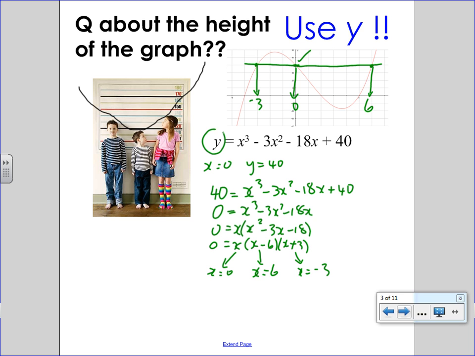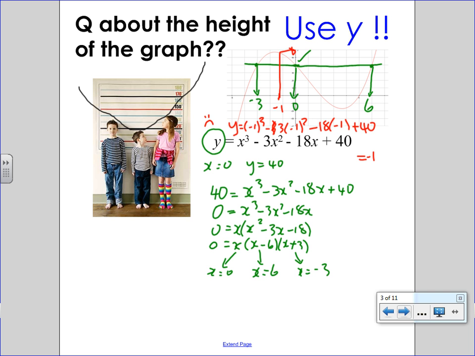We know what y is. What is x? Or we could equally say x is minus 1. I wonder what the height of the graph is. So now we don't know what y is, we know what x is. But we can sub in the x instead of subbing in the y. So you get minus 1 cubed, minus 3 lots of minus 1 squared, minus 18 lots of minus 1, add 40, which is something.